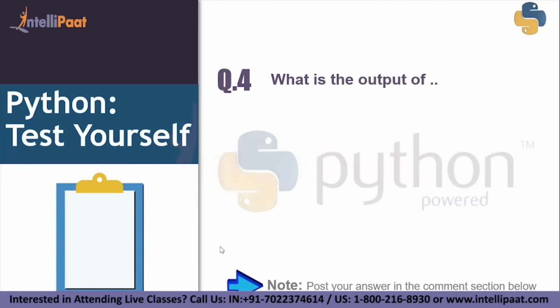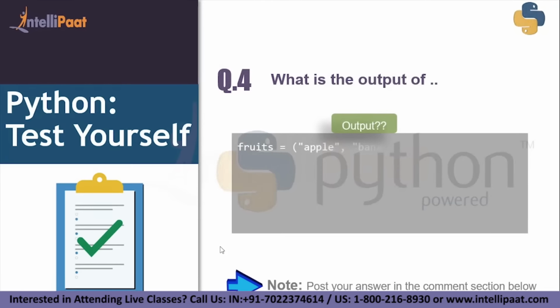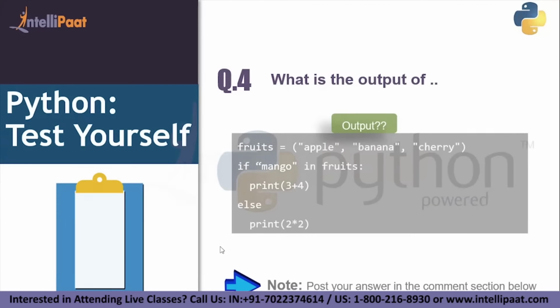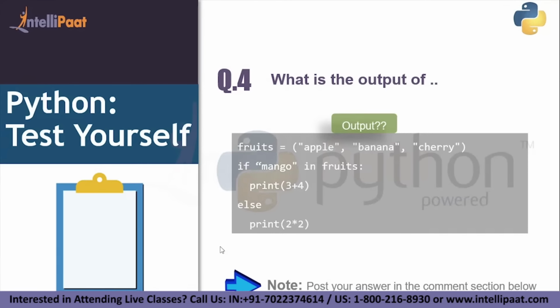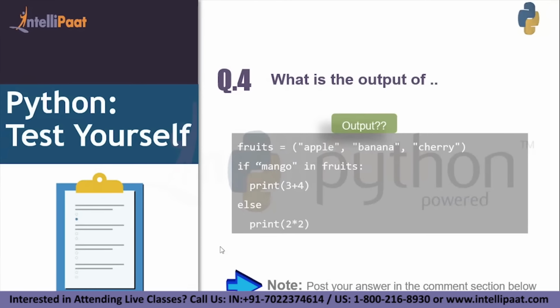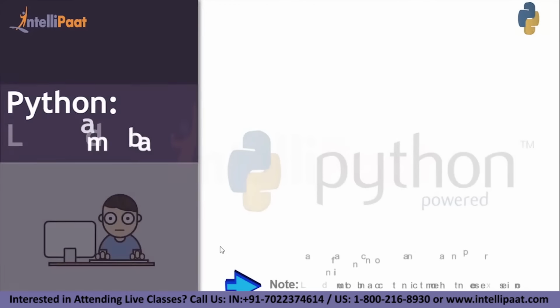Similarly, we have the fourth question. What is the output of this code? We have a tuple up here, fruit equals apple, banana and cherry. If mango in fruit, then print 3 plus 4, else print 2 into 2. Again, post the output of the following code in the comment section below with the question number. Alright, fine.